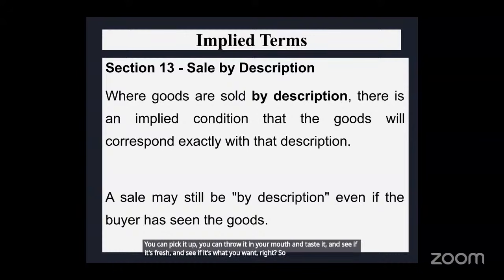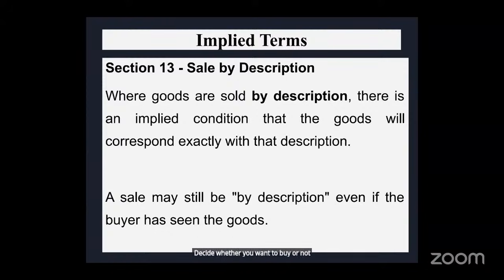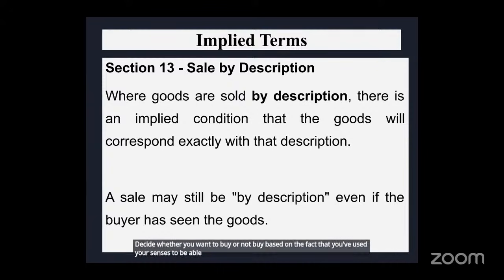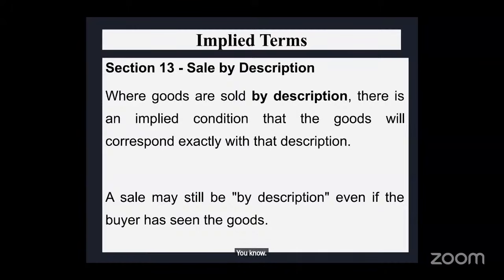When you buy those things, that's you buying in the market, right? You can feel those goods, you can see the goods, you can decide whether you want to buy or not, based on the fact that you've used your senses to determine how good these goods are. So sale by description are those goods that you bought without using your senses.